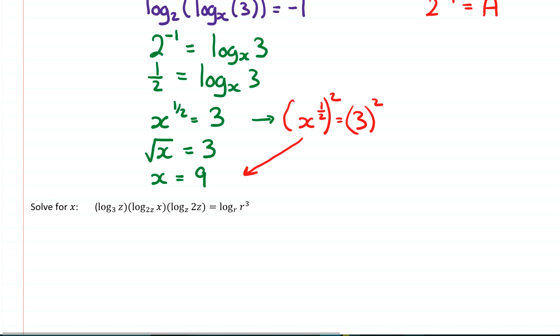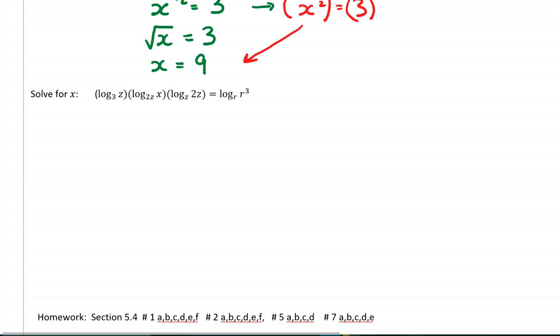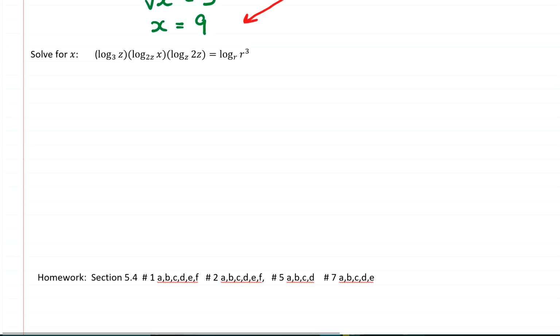Okay, so last question in the series. Here we've got some pretty crazy terms. We've got log base 3 of z, log base 2z of x, log base z of 2z, all equaling log base r of r cubed. So the first thing I notice here is all the bases are messed up, so it's sort of guiding me a little bit here, thinking probably change of base might be useful.